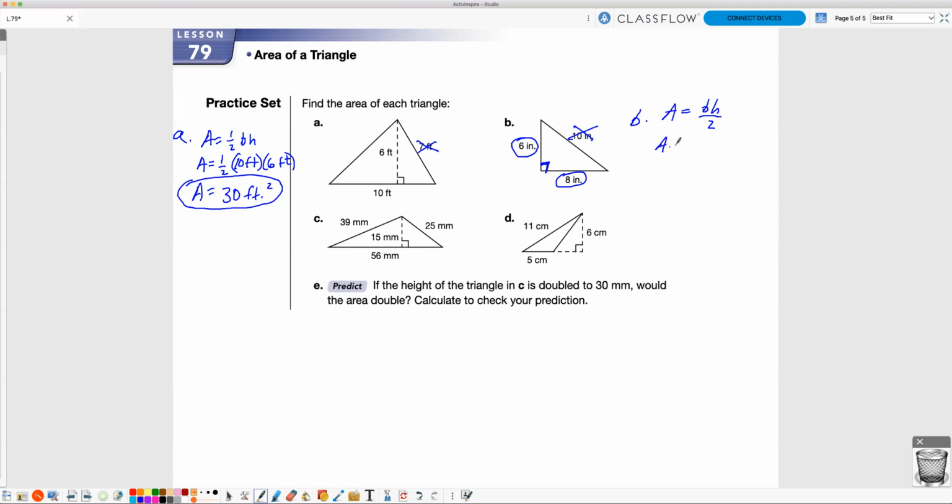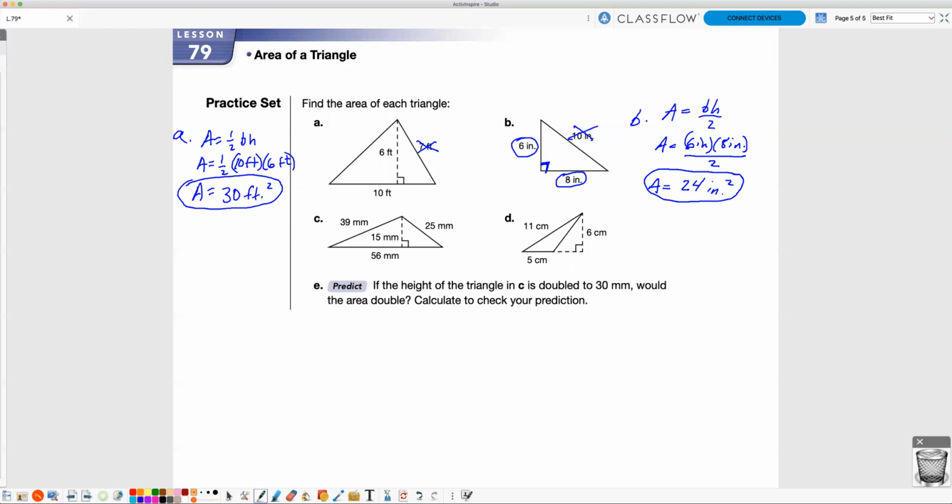So this area would then be 6 inches times 8 inches. Remember, parentheses means multiplication, and then whatever those values are, divided by 2. So 6 times 8 would be 48, and 48 divided by 2 would be 24. So my area would be 24 inches squared, or 24 square inches.